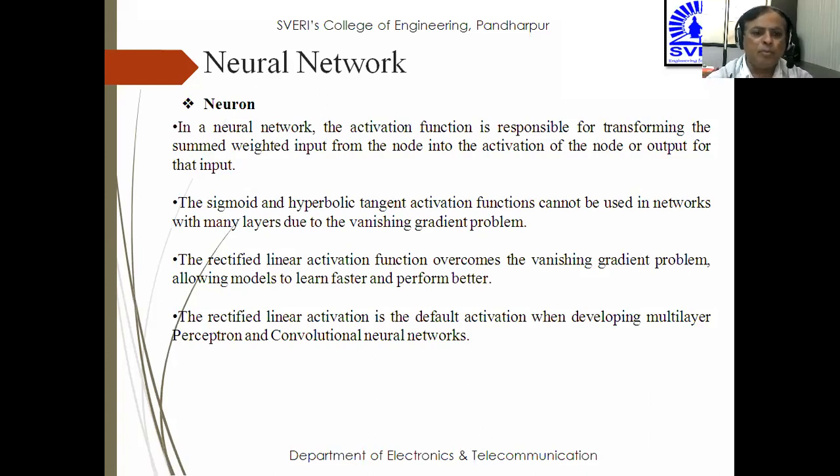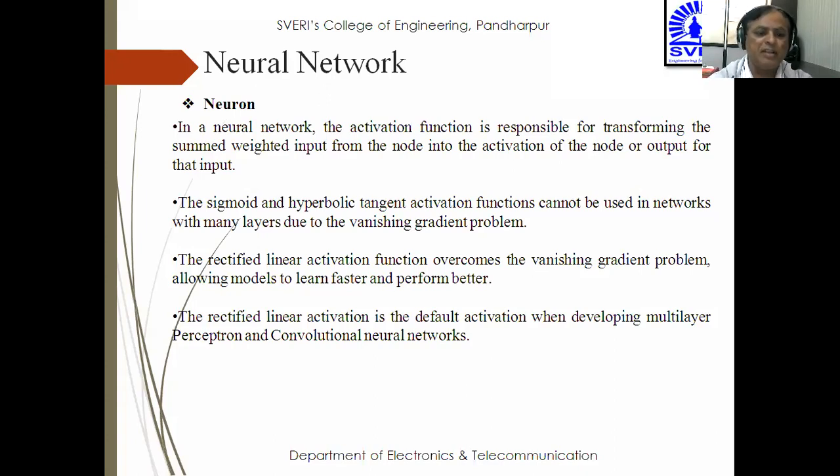The sigmoid and hyperbolic tangent activation functions cannot be used in a network with many layers due to the vanishing gradient problem. If there are many hidden layers, because you know there is an input layer, an output layer, and in between you can keep many hidden layers. If there are many hidden layers, then sigmoid functions and hyperbolic tangent activation functions cannot be used because of the larger number of hidden layers, and the reason is the vanishing gradient problem.